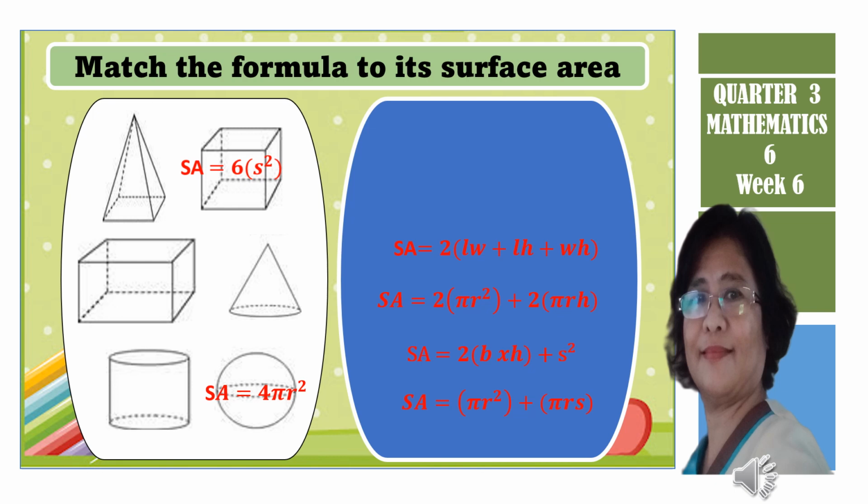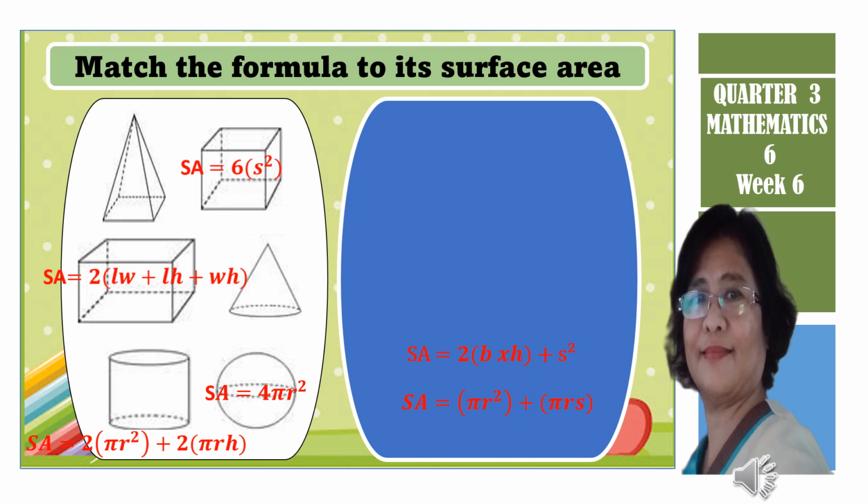Next, we have length times width plus length times height plus width times height, times 2. Belongs to? Very good. It belongs to the rectangular prism. Next, we have the surface area is equal to pi r squared times 2 plus pi r height times 2. Both have circles, so it belongs to the cylinder.